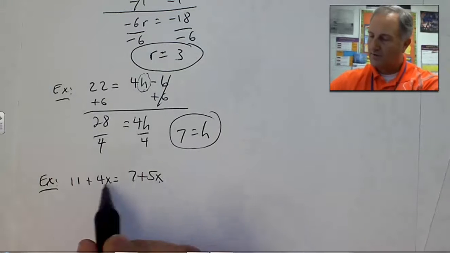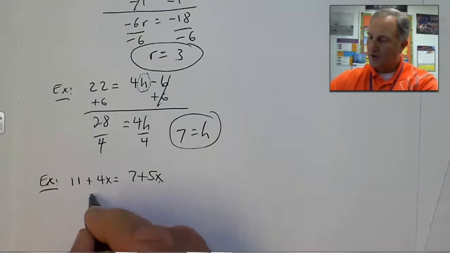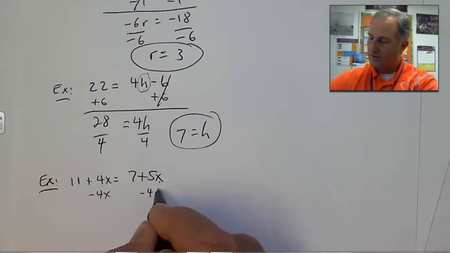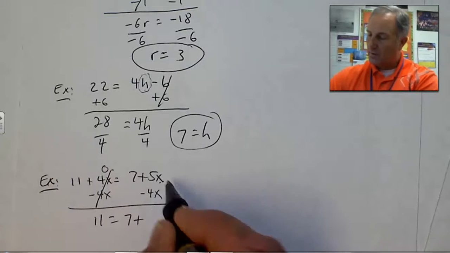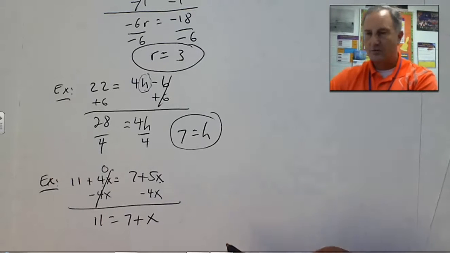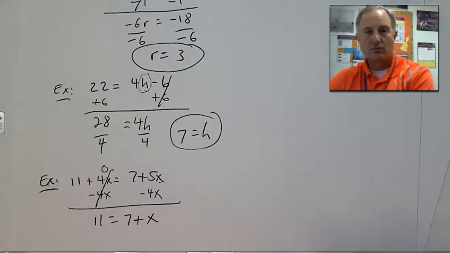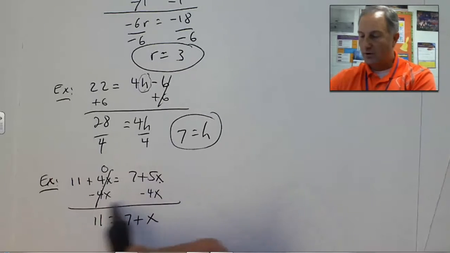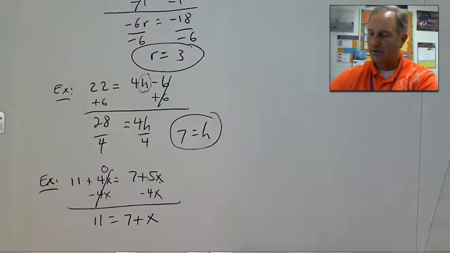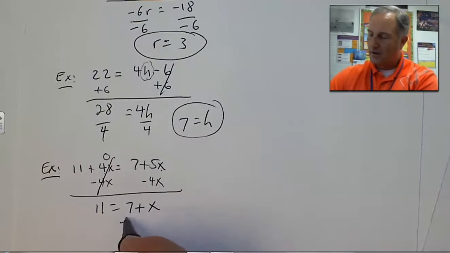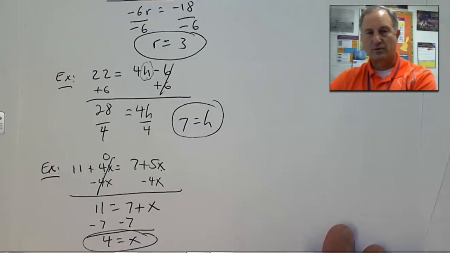I've got x's on both sides. I want to subtract the 4x rather than the 5x, because when that's gone, I get 11 here. But 5x minus 4x is positive 1x, so I kept that positive. That's ultimately what I want to do. If you want to subtract the 5x over here, you can do it. You're just going to get a negative x. Just have to deal with that. Got a positive 7. Get rid of addition and subtraction first. 4 equals x. There's no multiplication or division, so we're done.